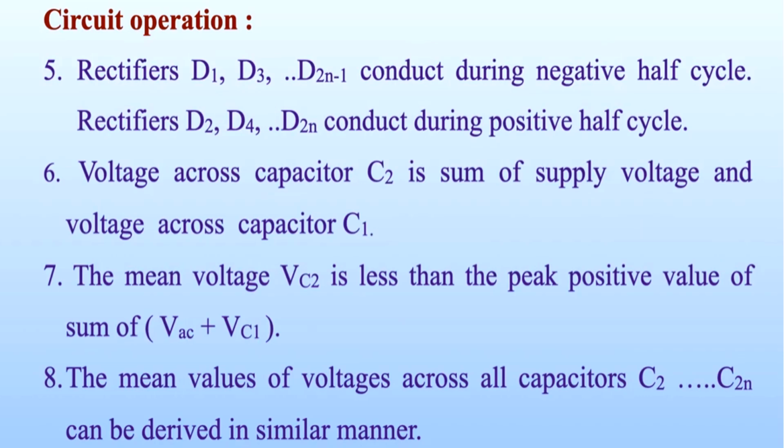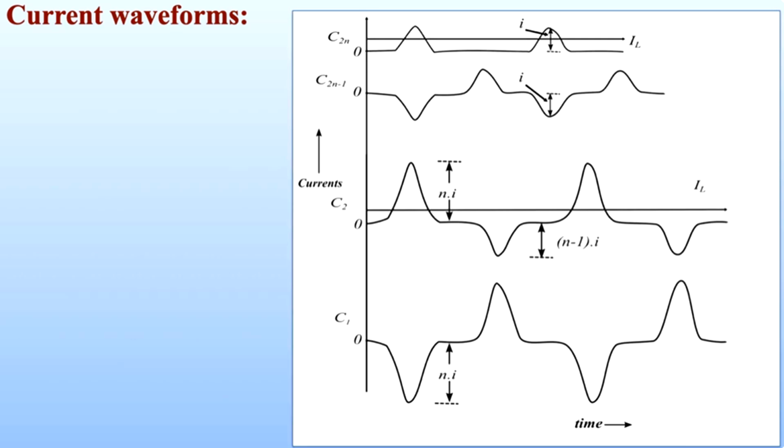The rectifiers D1, D3 up to D2n minus 1 conduct during the negative half cycle, and similarly the rectifiers, that is diodes D2, D4 and D2n, will conduct during the positive half cycle. The voltage across capacitor C2 is the sum of supply voltage and voltage across capacitor C1, which will be V. The mean voltage VC2 is less than the peak positive value of the sum of VAC plus VC1. And this is the current waveform of this doubler circuit.